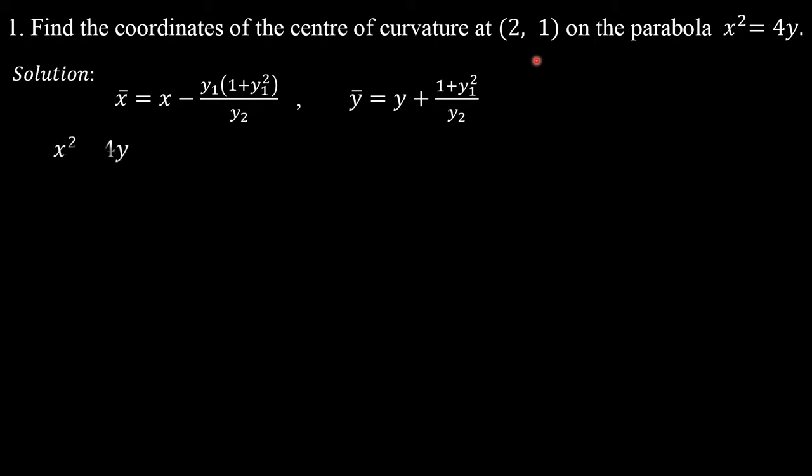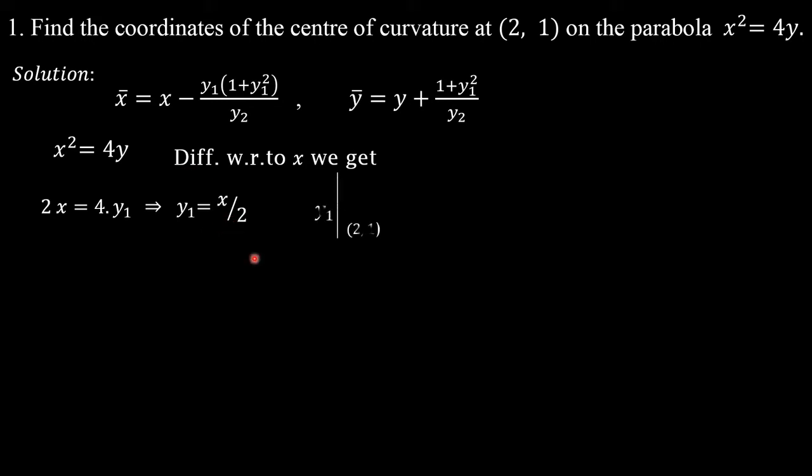So just consider the given curve, students, that is x square = 4y. Let me differentiate it with respect to x, so that the derivative of x square is 2x, which is equal to 4 into the differentiation of y with respect to x, which is y1. Rearranging the terms, I get y1 = x by 2, but I need to find it at the point (2, 1). Therefore, the value of y1 at the point (2, 1) is 1, substituting the value of x to be 2.